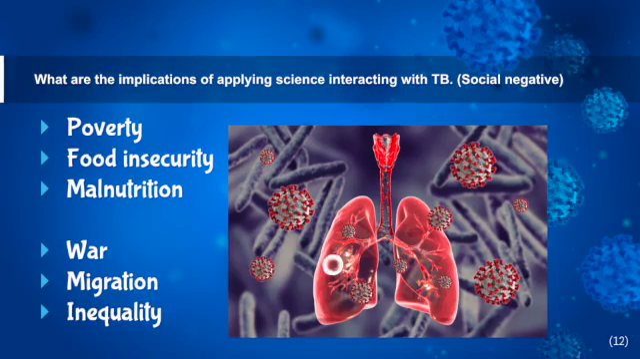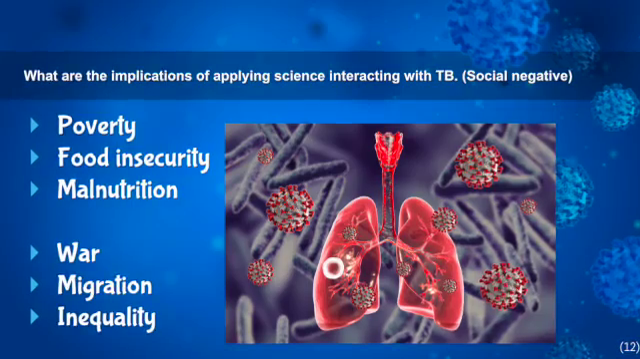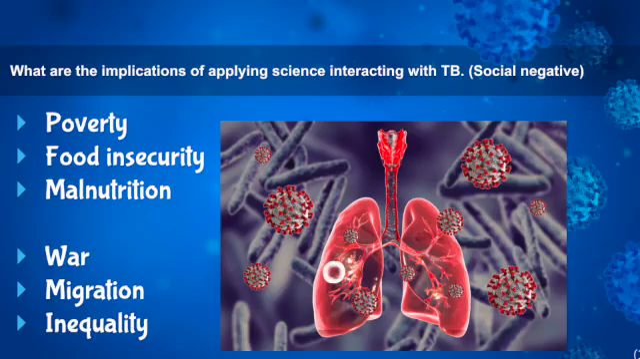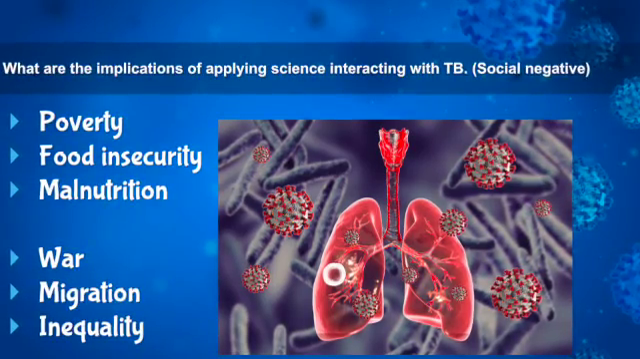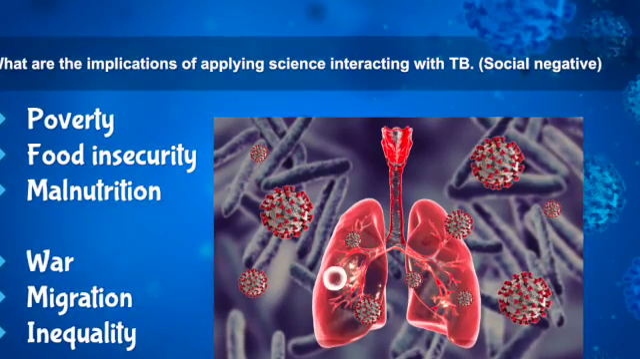What are the implications of applying science, interacting with TB and the social factor? TB illness can worsen poverty, food insecurity, and malnutrition. And global issues like war, migration, and inequality tend to undo the progress made in the fight against TB.